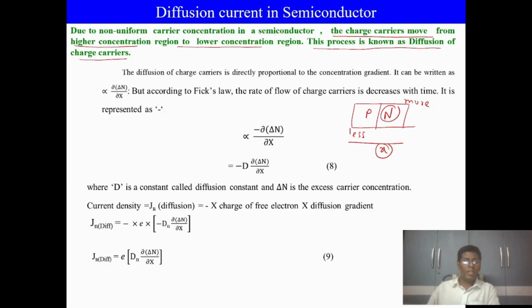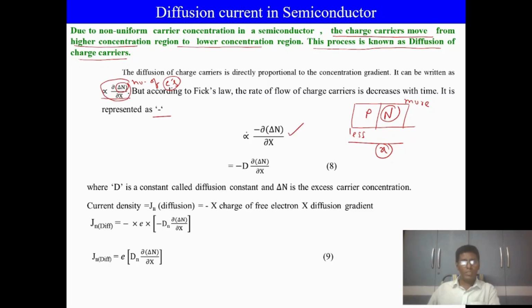That can be written as ∂Δn/∂x. In that equation, Δn represents the number of electrons diffusing from the n side to the p side, and ∂x is the change in distance. According to Fick's law, as time increases, the rate of flow of electrons decreases from the higher region to the lower region. It can be represented by using the minus symbol in the above equation. Therefore, ∂Δn/∂x can be written as minus ∂Δn/∂x.